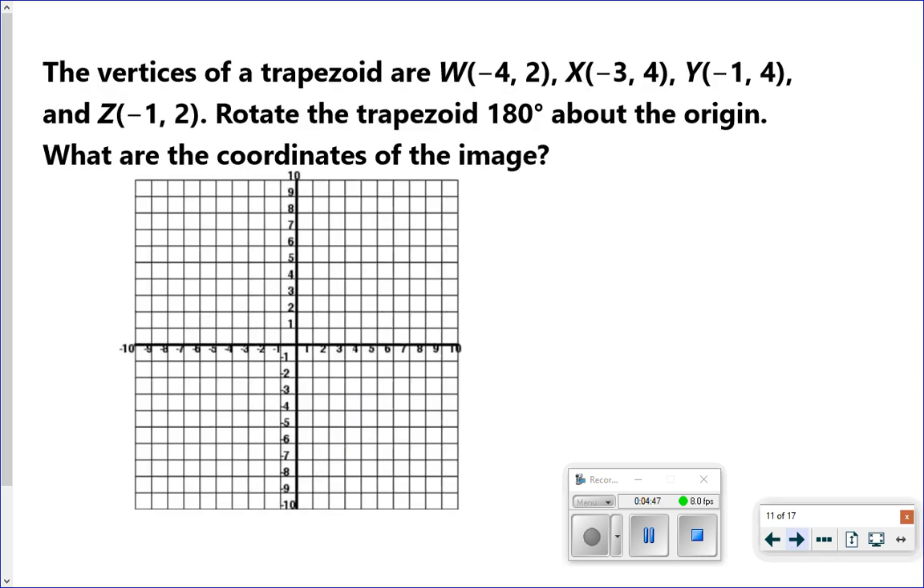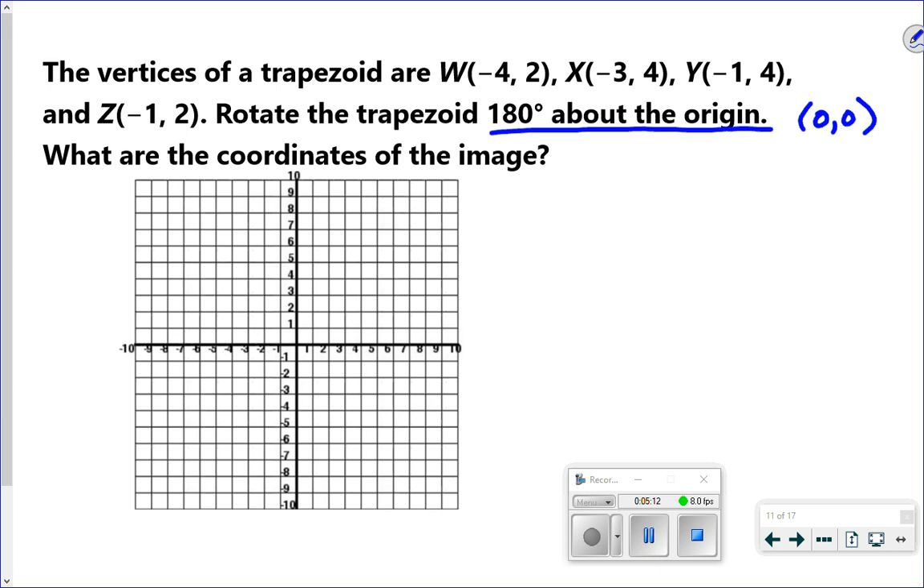All right, so in our next problem here, the vertices of a trapezoid are W, and they list the points there. I won't read them to you. Rotate the trapezoid 180 degrees about the origin. What are the coordinates of the image? Notice when they're telling us about the rotation, they tell us two things. One, how many degrees, and then they also say where the center of the rotation is. The origin, that means 0, 0.